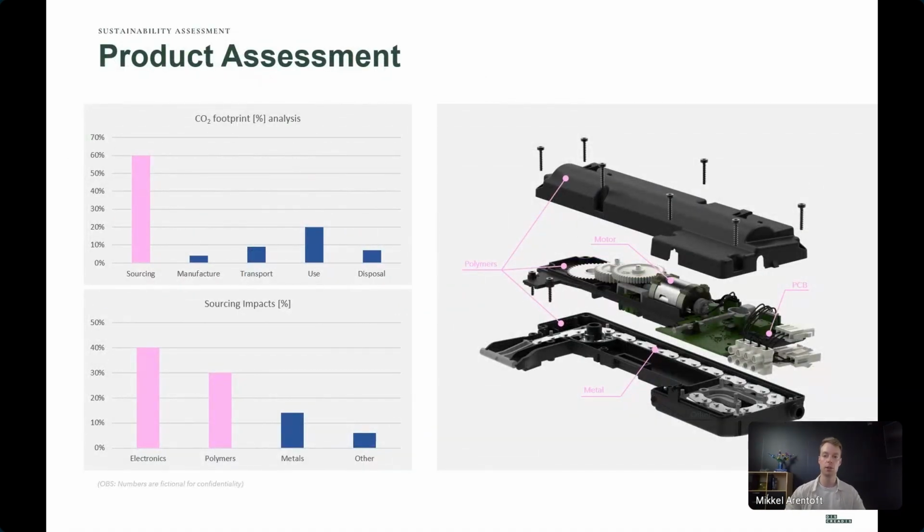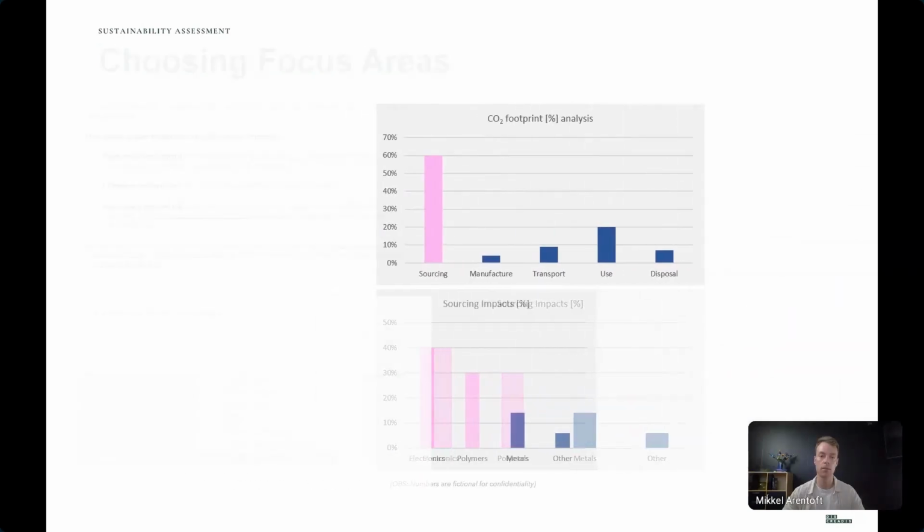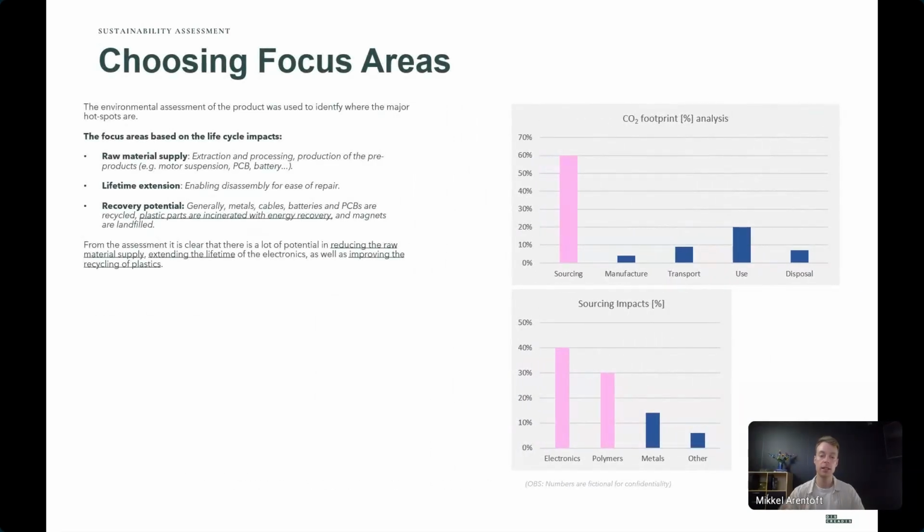The product being assessed, the motorized window opener, consists of a plastic casing that is assembled with screws, containing a chain, gears, a motor, and a circuit board. If we take a closer look at the environmental assessment of the product, it was clear that the major impacts came from the sourcing phase and the use phase. If we take a closer look at the impacts of the sourcing phase, we see that they come mainly from the electronics and the polymer materials.